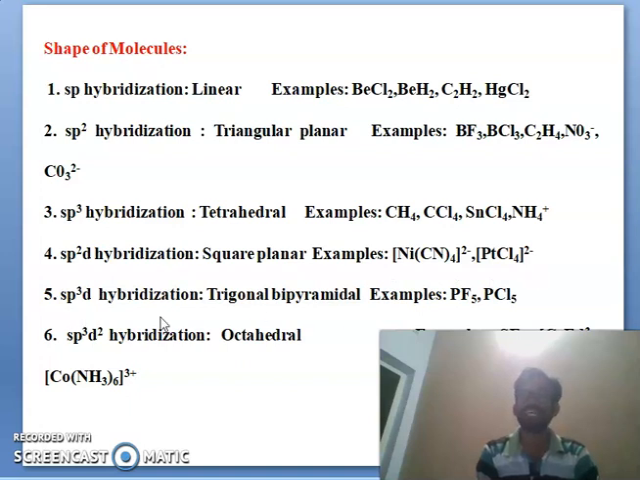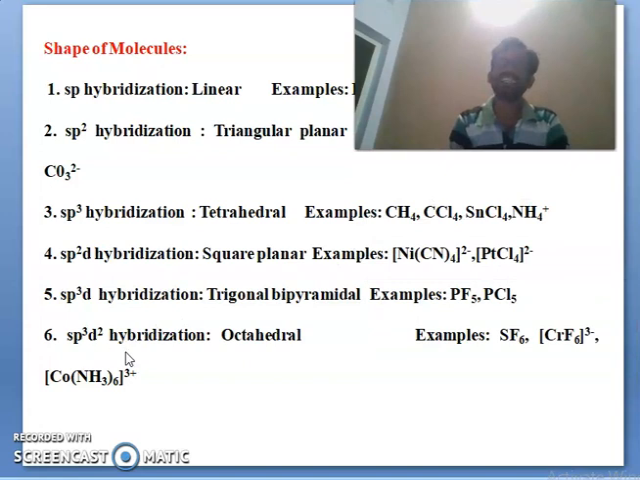You can see sp3d hybridization, trigonal bipyramidal. Examples: PF5, PCl5. Next, sp3d2 hybridization is octahedral: SF6, CrF6 3-, Co(NH3)6 3+. These are some shapes of the molecules. To summarize: sp is linear, sp2 is trigonal planar, sp3 is tetrahedral, dsp2 is square planar, sp3d is trigonal bipyramidal, and sp3d2 is octahedral.